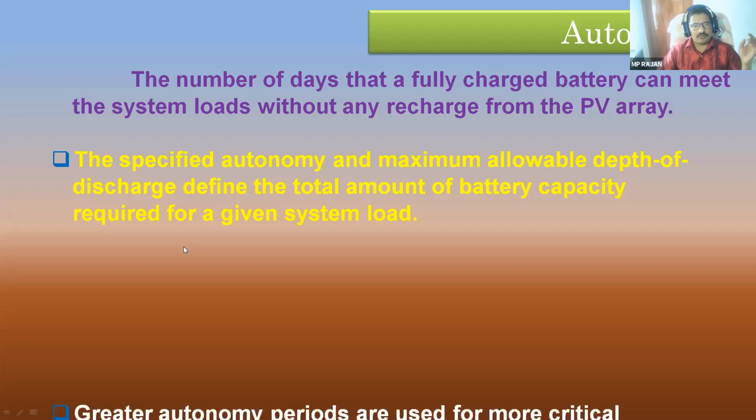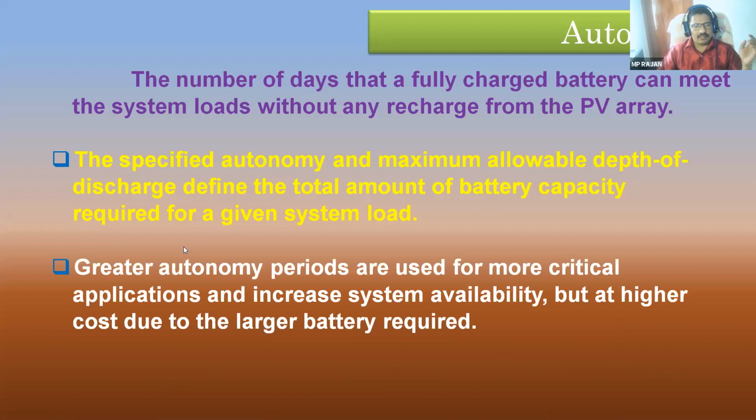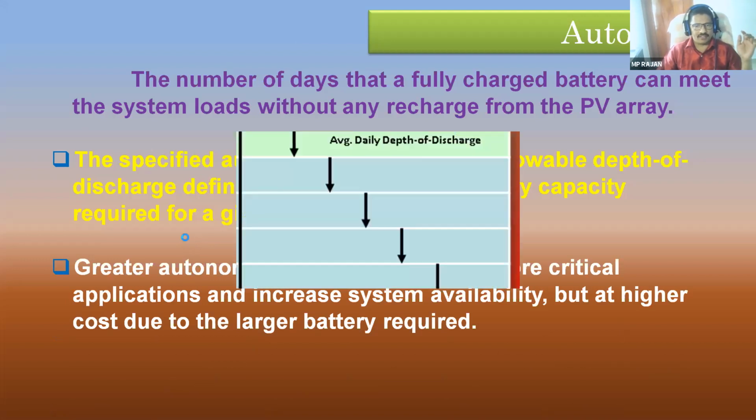Okay, so that is autonomy. The number of days a fully charged battery can give the supply to the system without recharge from the PV array. If you go for greater autonomy, the size of the battery, the number of batteries, should be increased. So don't go for a large number of autonomy days. That is the better thing.